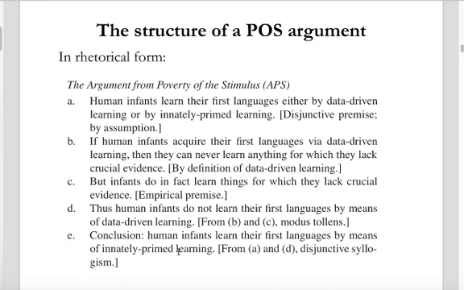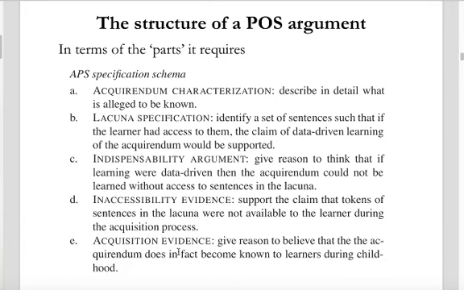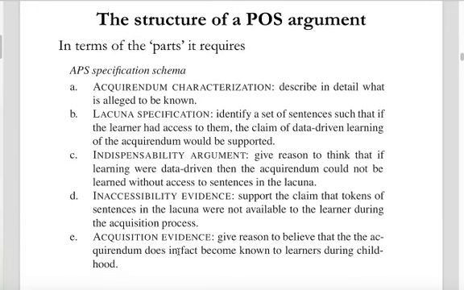And then to justify some of these moves within this argument, you require certain forms of evidence, right? And this is another Pullum and Scholz breakdown of what kinds of stuff you need to specify in order to make a valid argument from the poverty of the stimulus. The first thing they call an acquirendum, the thing that is to be acquired. And so you have to first describe in detail what's alleged to be known. Right? So, for instance, the auxiliary fronting facts of English.